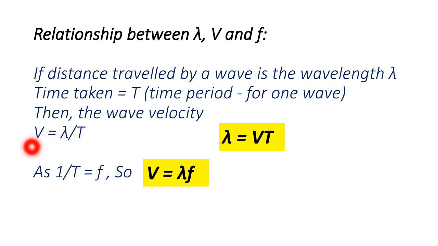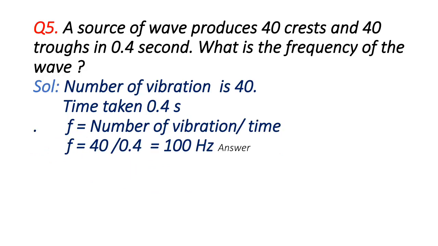From this relation we can directly write, lambda is equal to v into T. This is given here, lambda is equal to v into T. And one more thing, as we know, here we have 1 by T, lambda into 1 by T. This 1 by T can be replaced with frequency, as we know the relation of frequency and time period. So we can replace 1 by T with f, and write v equal to lambda into f. So this is another relation. Here we have the relation of lambda, v and f, correct.